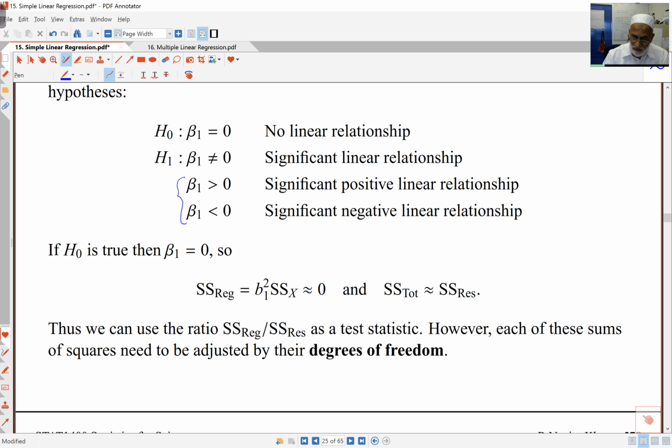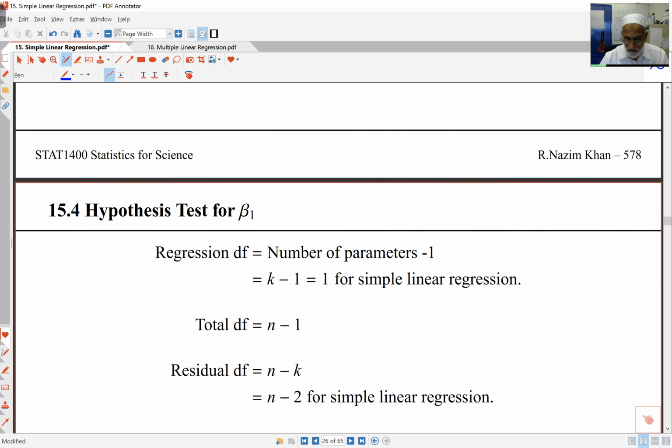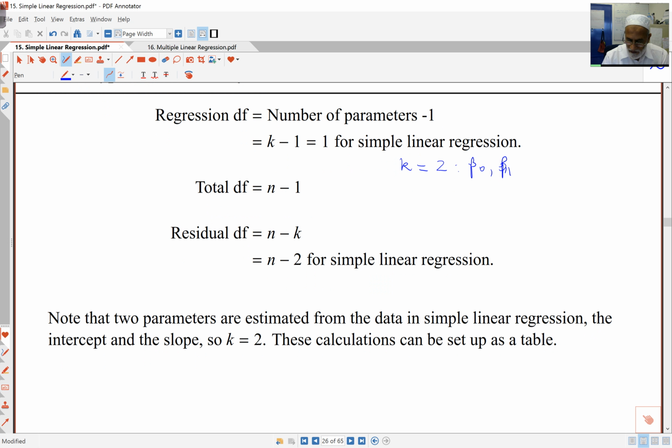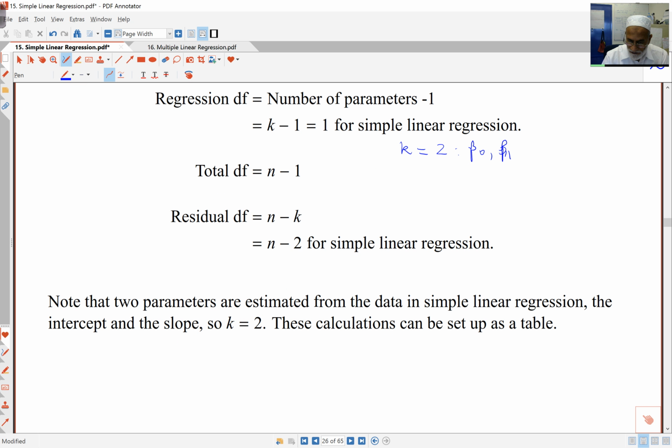As we saw with ANOVA, the problem here is that the sums of squares are based on different degrees of freedom, so we need to adjust for that. The degrees of freedom for regression is the number of parameters we are fitting minus 1. If you're fitting k parameters, that will be k minus 1. For simple linear regression, k is equal to 2: I'm fitting 2 parameters, beta naught and beta 1, from the data. So that's 2 minus 1. The total degrees of freedom as before is n minus 1, and the residual is n minus k, which for simple linear regression is n minus 2.